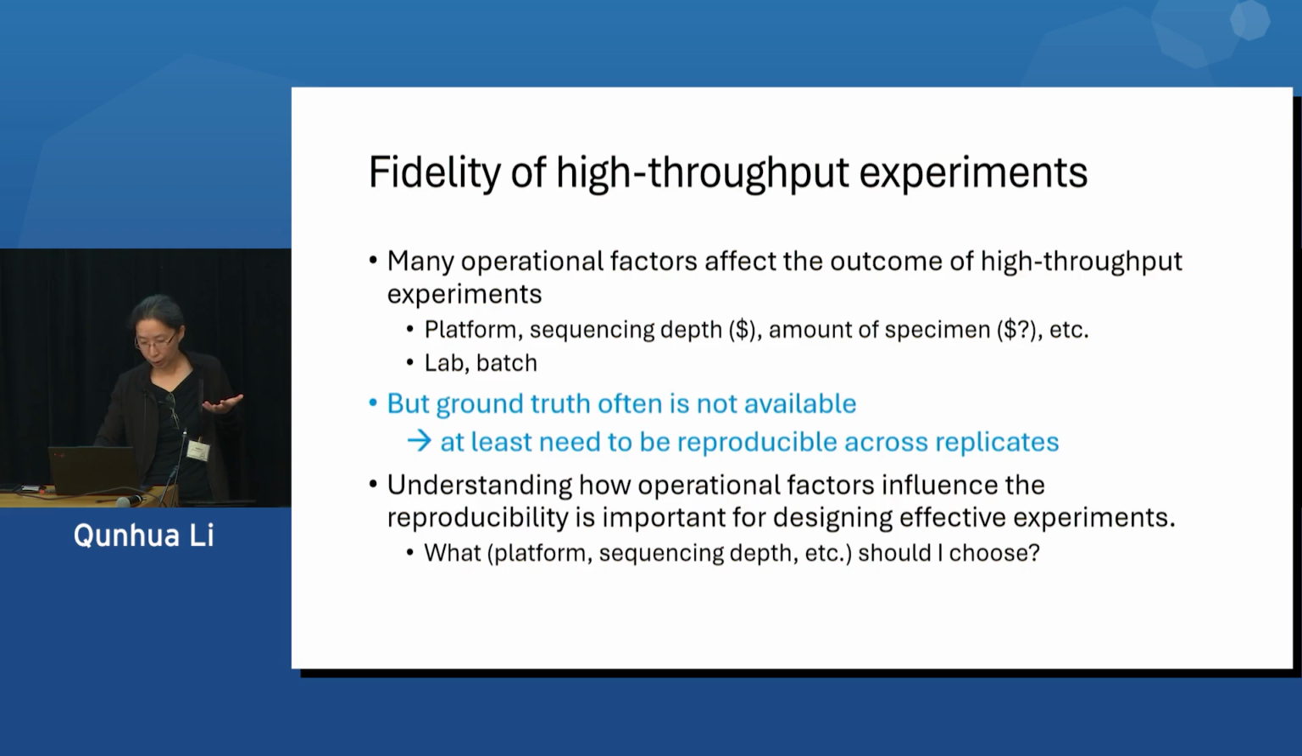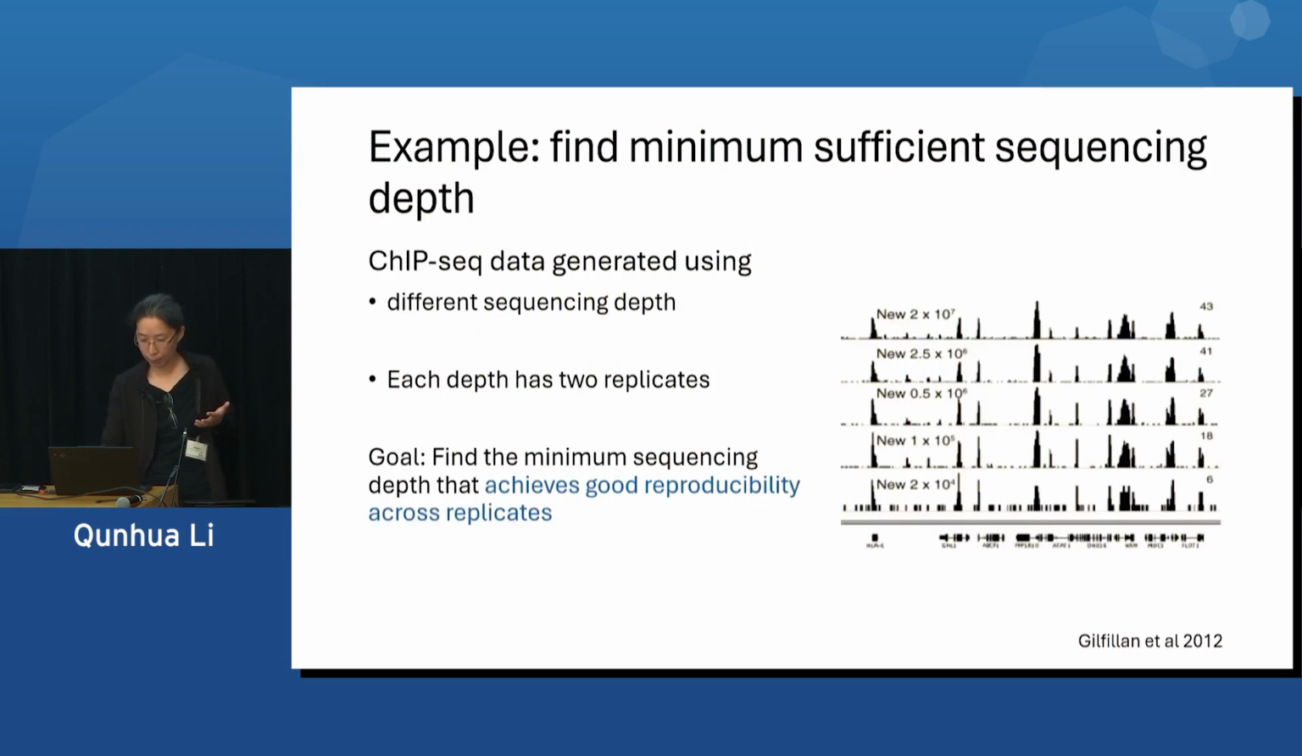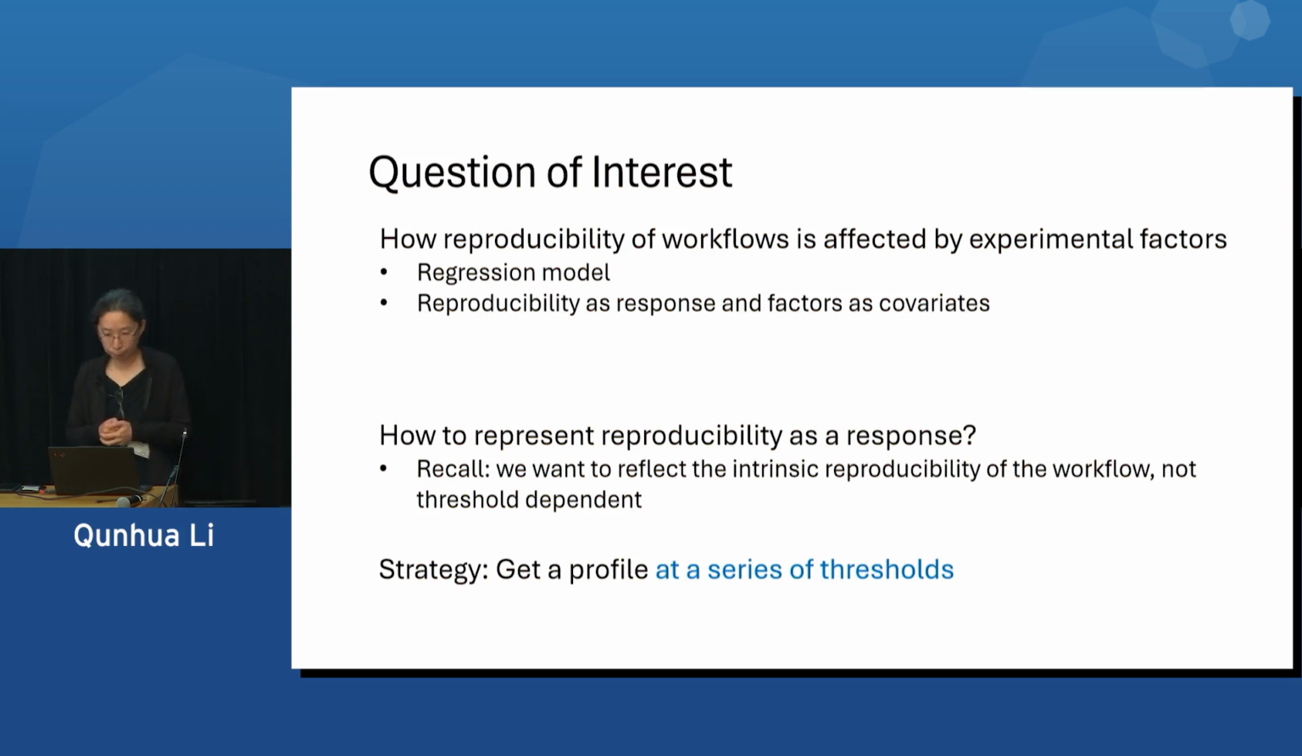And then what we did here is, we built a regression model with reproducibility as the response, and the experimental factors that you want to study, like sequencing depth or maybe how many cells you need to go into your experiments, or platforms, with those things as the covariates. So one challenge here is how do you represent reproducibility as a response?